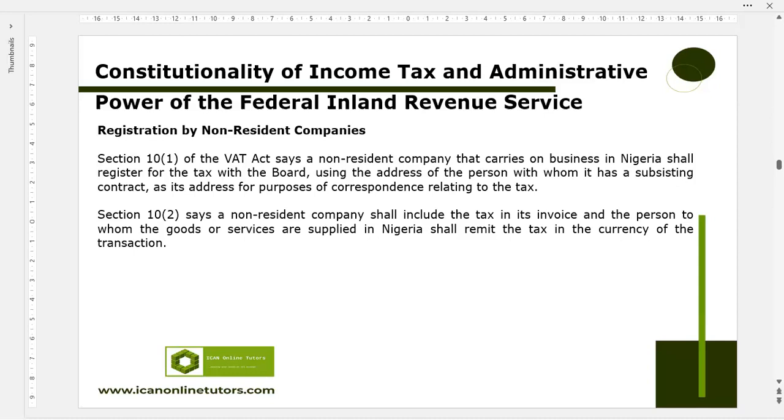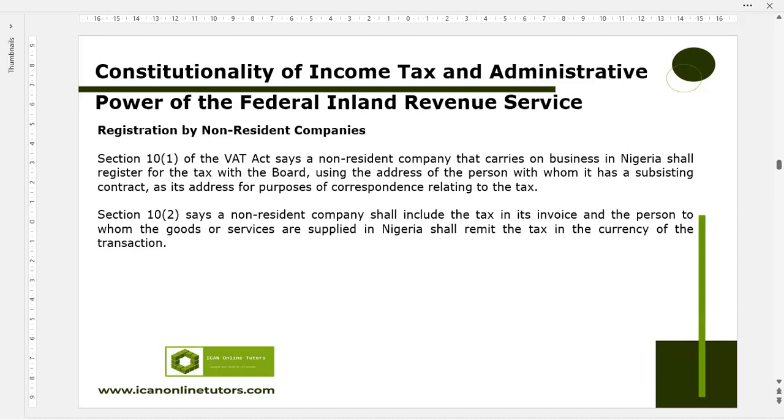So the MDAs, they are just like a police for the FIRS. Because a lot of people do business with the MDAs. Do you understand? So if they are not registered as an agent to the FIRS, it means that we have a lot of people evading tax. So it's just one of the measures to reduce tax evasion.